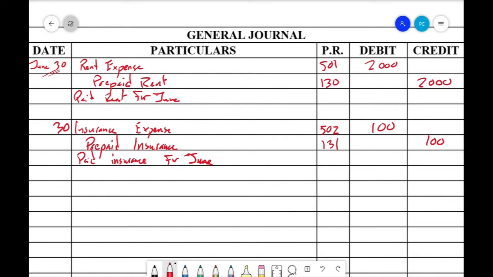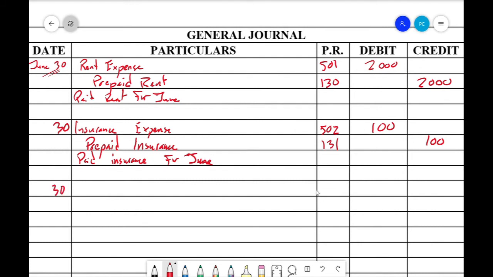Third one's about supplies. It says the balance in the supplies account at the beginning of the month is $1,000, and inventory taken at the end of the month shows supplies on hand worth $300. So that could be talking about anything. Say it's just talking about your paper, and you went through $700 worth of paper. So you need to reflect that in your asset account, right? Because you've used that, you no longer have it, so you have to make that adjustment.